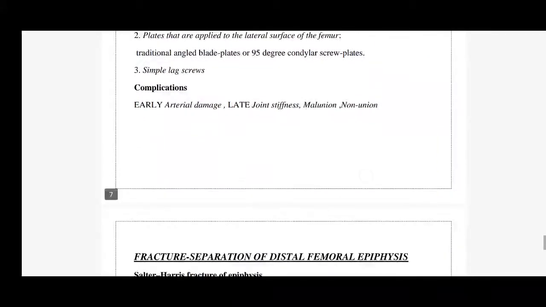Complications include early arterial injury in around 5 to 10% of cases, which should be excluded by checking the distal pulse and ankle brachial pressure index, and sometimes we need CT angio or even arteriogram. Late complications are joint stiffness, especially in intra-articular extension or delayed physiotherapy, malunion and non-union.